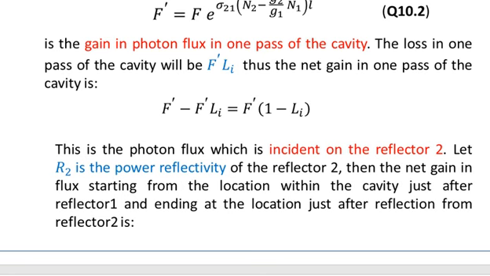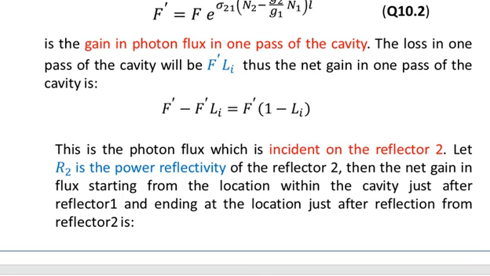So actually this is the net gain in one pass of the cavity. This is the photon flux which is incident on the reflector 2. So you see that this net gain, which we have written as f prime into 1 minus Li, is actually the net gain which was achieved when the flux traveled from the reflector R1 to the reflector R2. So this is the photon flux which is incident on the reflector 2.